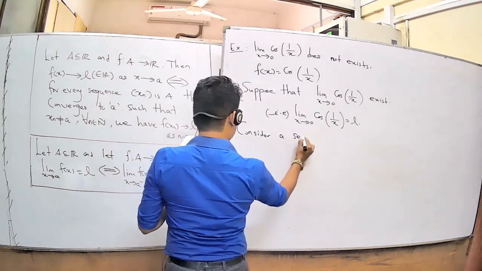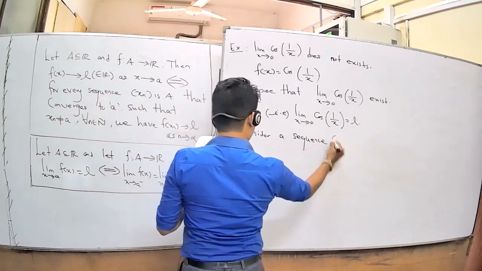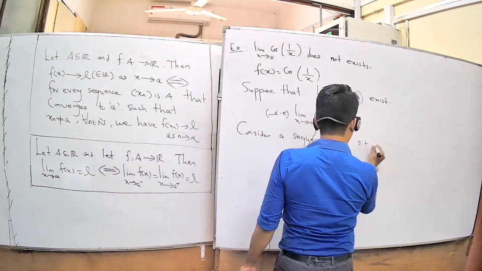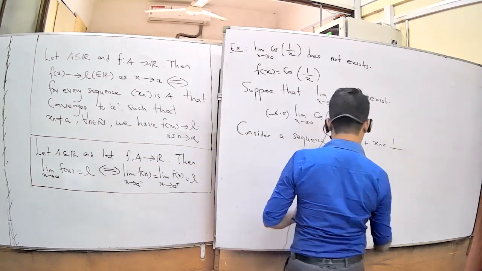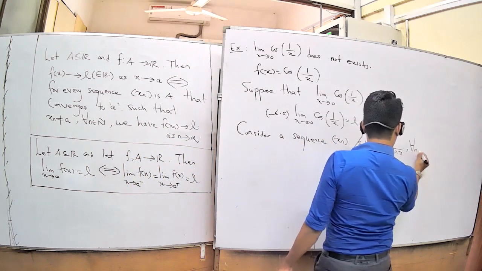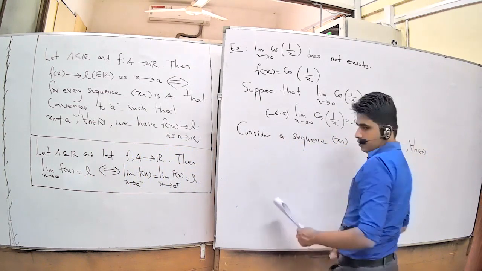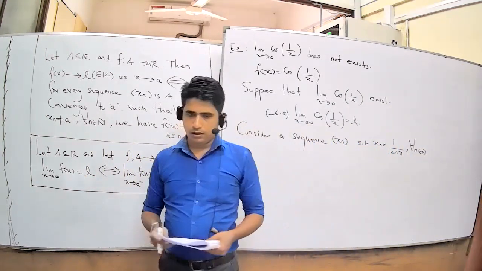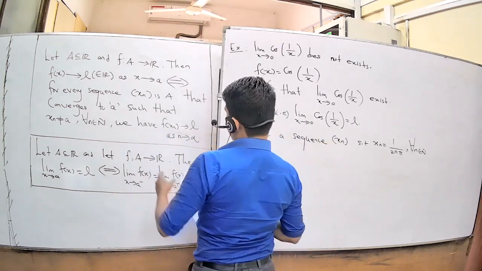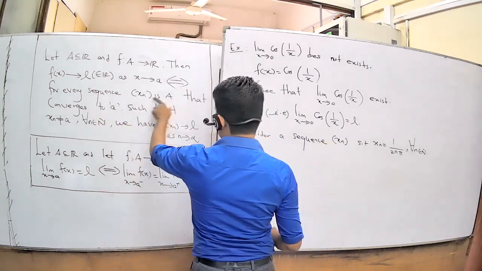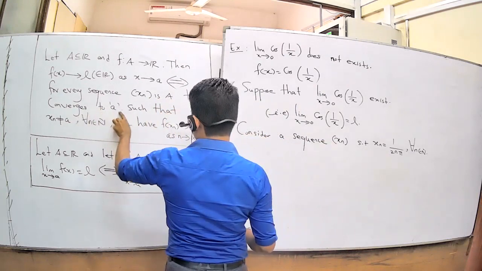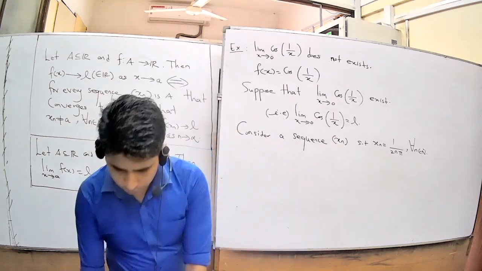Consider a sequence Sn of the form 1 over 2n pi, where n belongs to the natural numbers. First you check whether these conditions are satisfied or not. This condition: Sn converges to a.